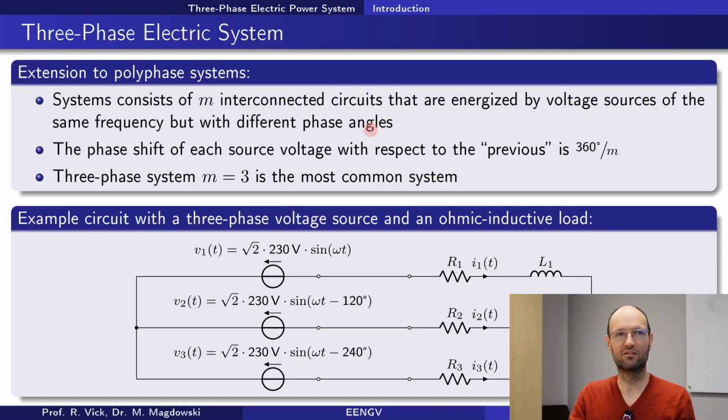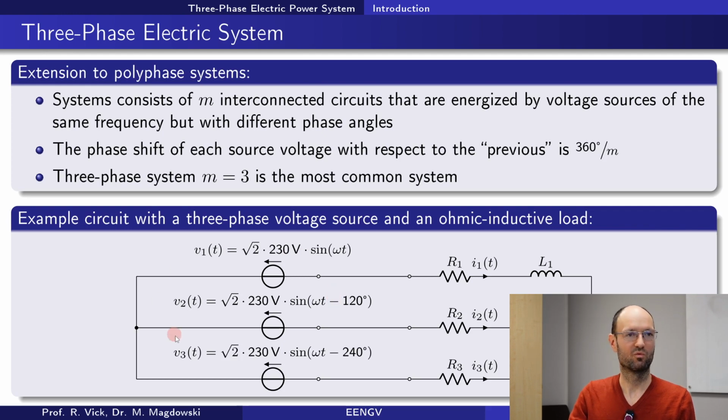And so the typical case is that m is 3. In the general case, the full 360-degree rotation is divided by m. So if we have a 3-phase system, if we divide 360 by 3, what do we get? 120. And so in a 3-phase system, the phase shift between each phase is 120 degrees. Usually you take it negative. It's some question of definition, but usually we would say that this phase shift is negative.